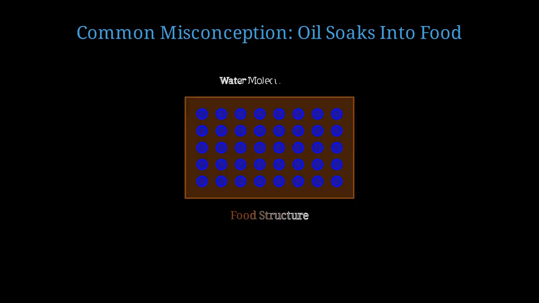The common misconception is that oil simply soaks into food like water into a sponge. This is fundamentally incorrect. The reality is far more interesting and involves phase transitions and pressure gradients. Food has a porous structure containing water. This water is distributed throughout the cellular matrix. When we heat this food in oil, the water undergoes a phase transition from liquid to vapor.